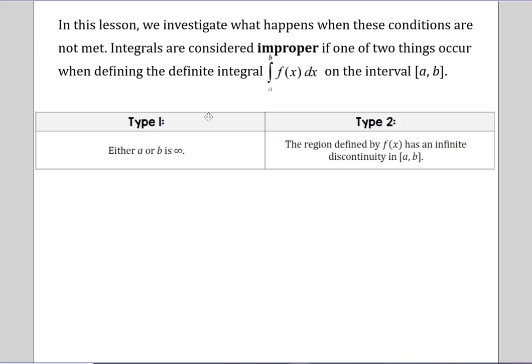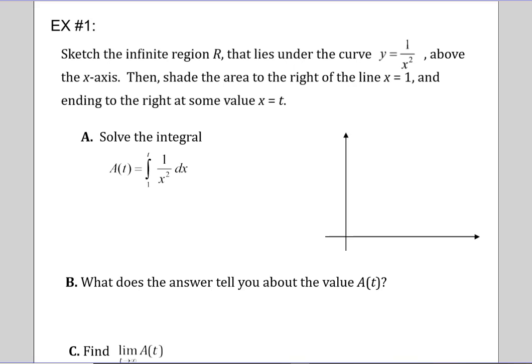So we're going to take a look. First of all, there are two types. Type 1 is when either a or b is infinity. That would be an improper integral. Or type 2, the region defined by the function has an infinite discontinuity in the closed interval from a to b. So those are the definitions of improper.